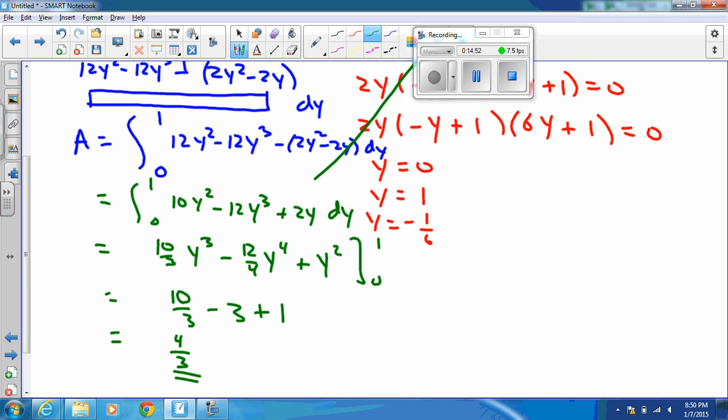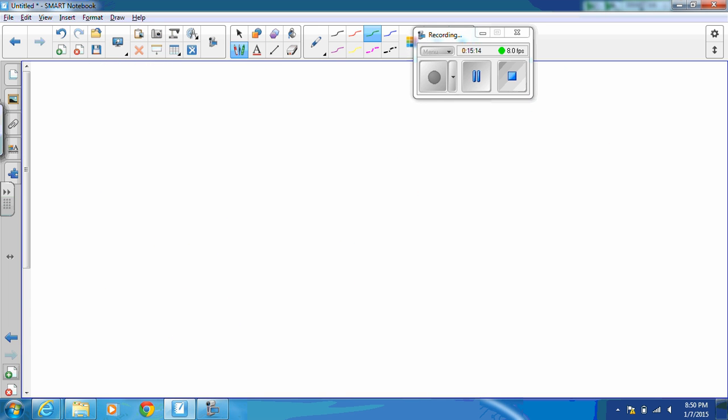So the use of horizontal rectangles is fairly straightforward. The key to making it work is to draw your representative rectangle and to recognize that the width of your rectangle is going to be right curve minus left curve. In this case, the use of y was obvious because both of my widths were given to me in terms of y. I wish to now consider a situation that is ambiguous.